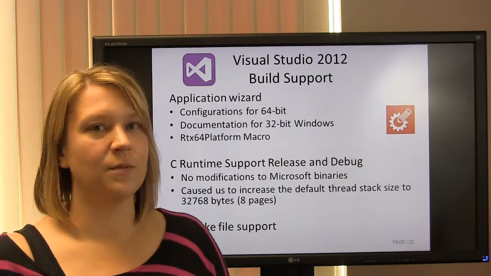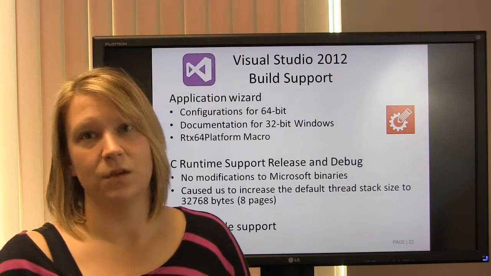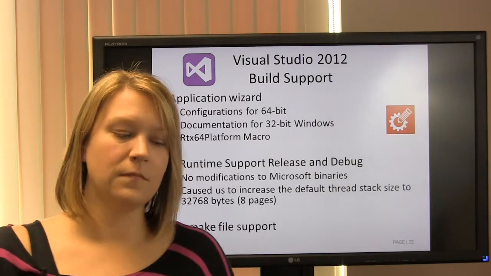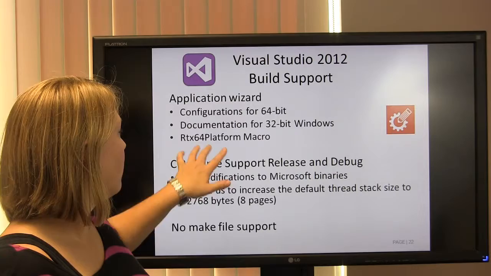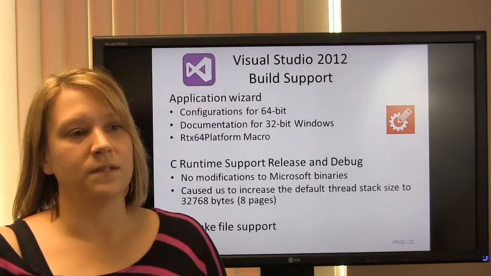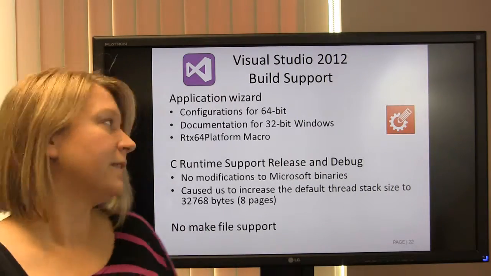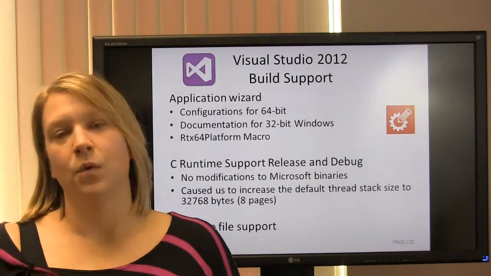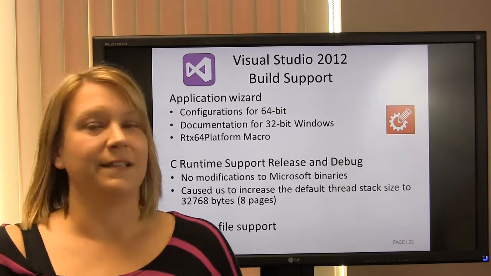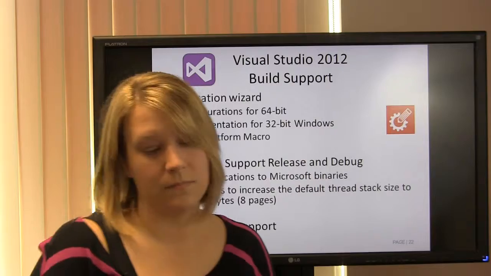We also provide documentation for how to build 32-bit Windows applications linked to RTX64. We provide a new macro, RTX64 platform. This was provided because we noticed on some machines, based on how Visual Studio was installed, that the Windows platform macro would default to either x64 or x86, and it would lead to inconsistencies in the build.